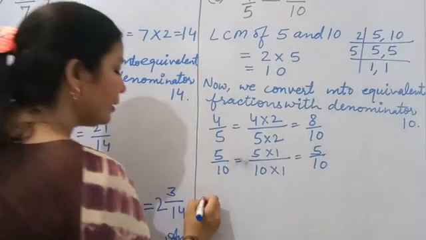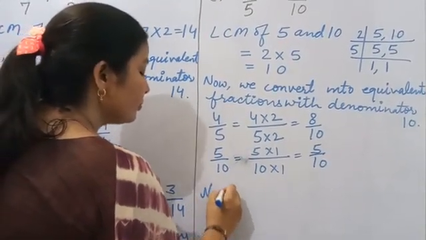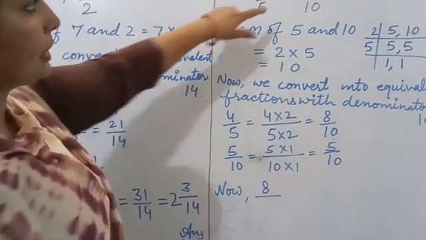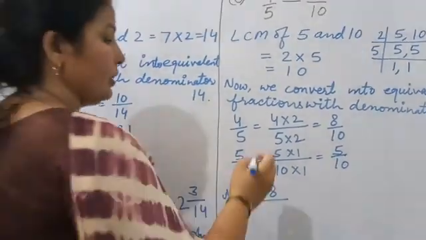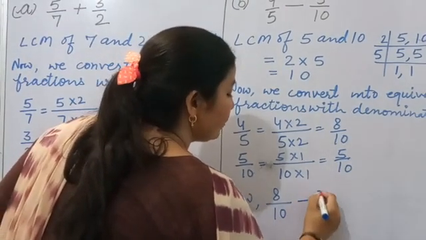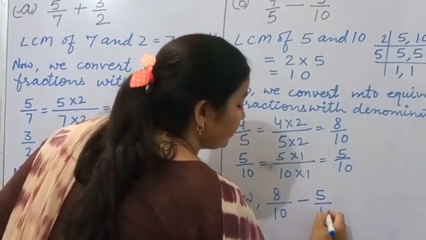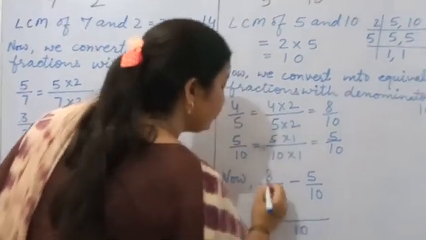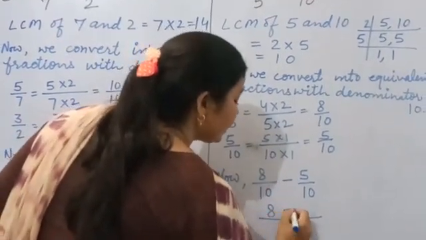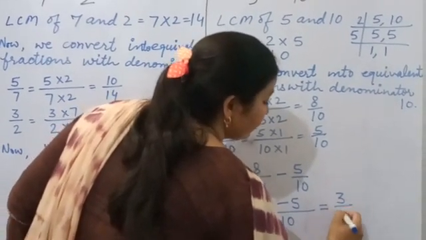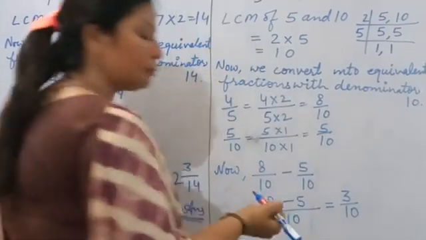So now we add. Now 8 upon 10, there is subtraction, not addition. So we will do subtraction. Now 8 upon 10 minus 5 upon 10. So we will take the common denominator 10. Now in the numerator it is 8 minus 5. So 8 minus 5 is 3. 3 upon 10. 3 upon 10 is a proper fraction.